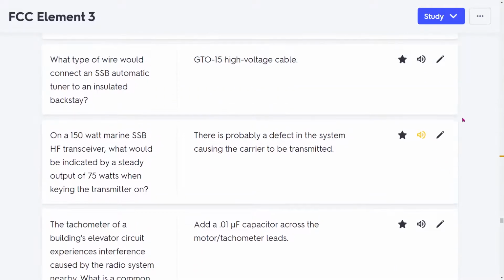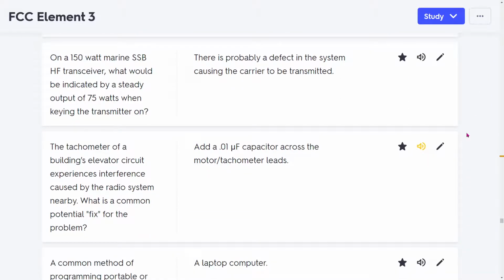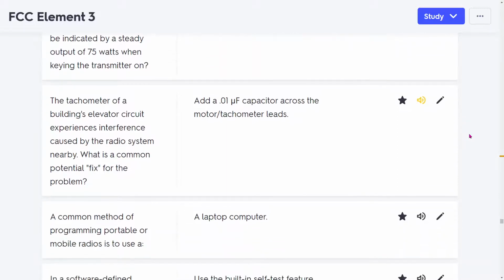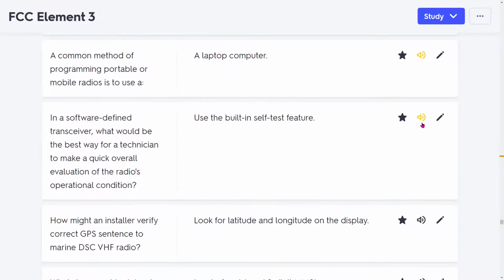On a 150-watt marine SSB HF transceiver, what would be indicated by a steady output of 75 watts when keying the transmitter on? There is probably a defect in the system causing the carrier to be transmitted. The tachometer of a building's elevator circuit experiences interference caused by the radio system nearby. What is a common potential fix for the problem? Add a 0.01 µF capacitor across the motor tachometer leads. A common method of programming portable or mobile radios is to use a laptop computer.